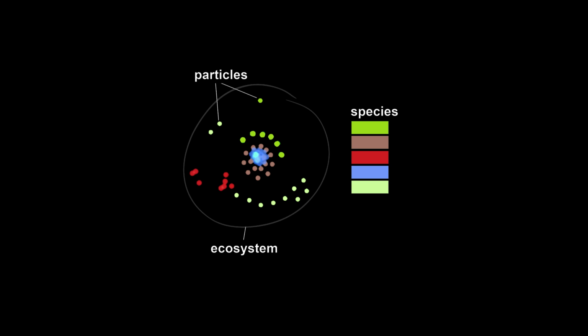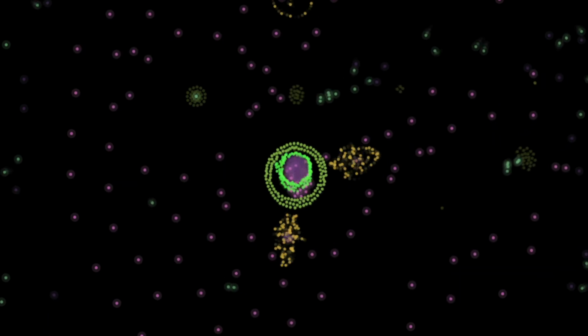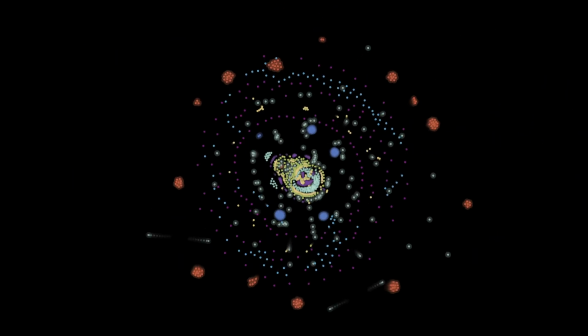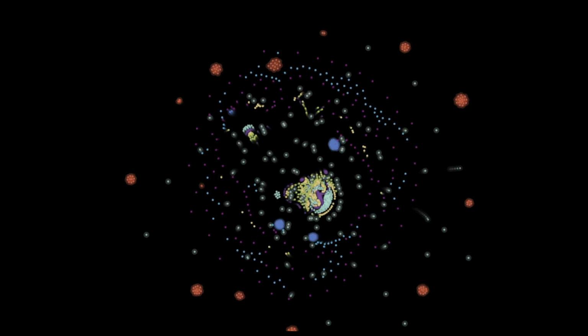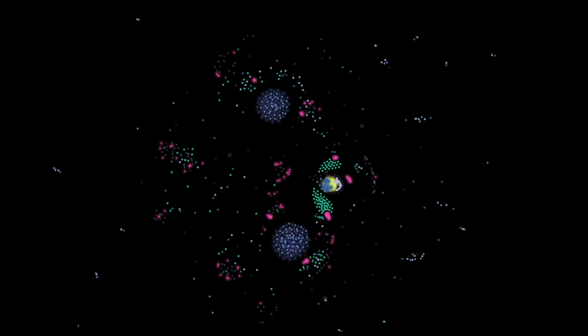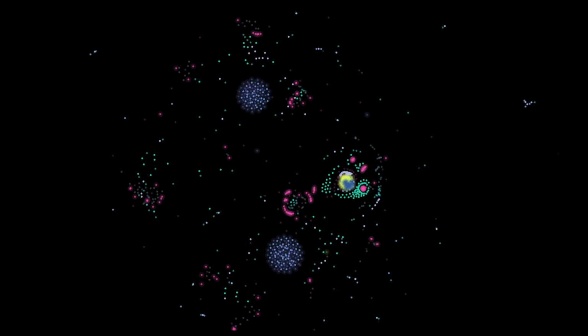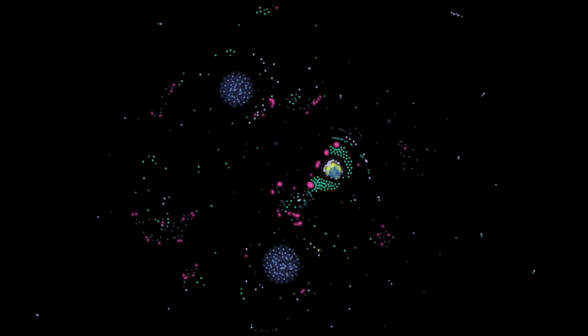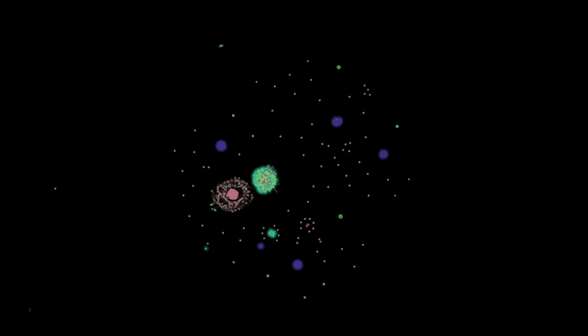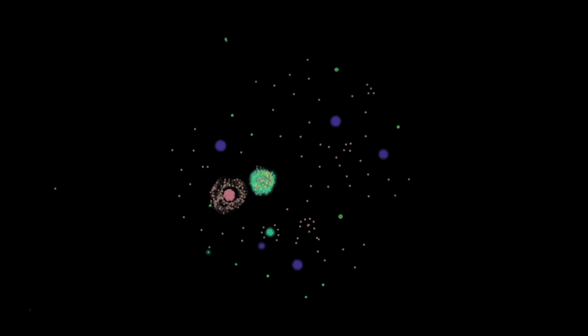There are three basic components in this universe: particles, species, and ecosystems. A particle is a point mass with a position, a velocity, and a color. The size of the dot is purely visual. The color of a particle represents its species. Each species interacts with each other kind of species in a specific way. This is determined by its genetics, that is, the parameters of the force fields. All particles of a common species have the same gene values.